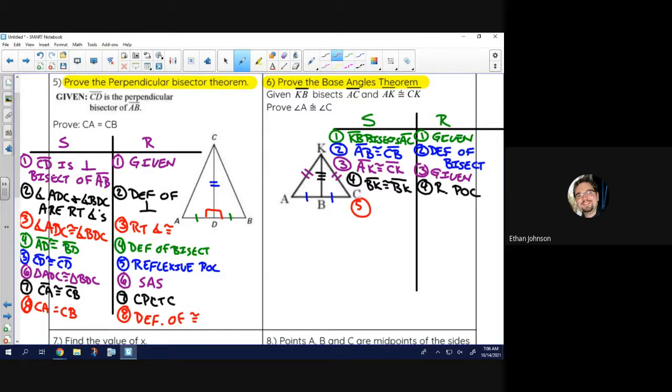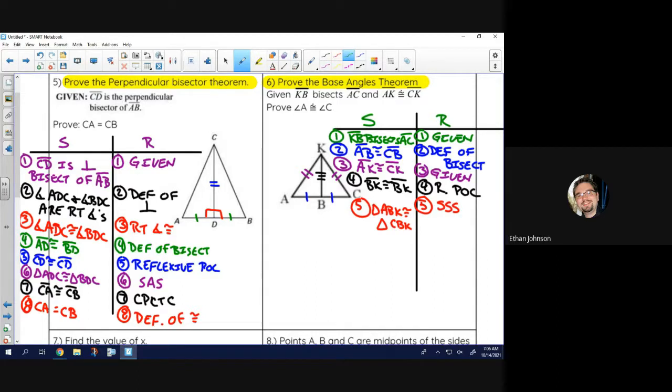We have three parts of the triangle congruent. So I can say the triangles are congruent. So I can say triangle ABK is congruent to triangle CBK. Now looking at it, I have three sides that are marked congruent, so it is side, side, side.